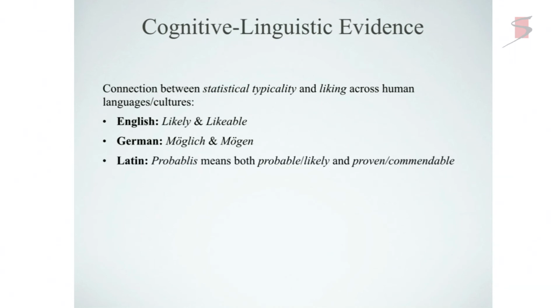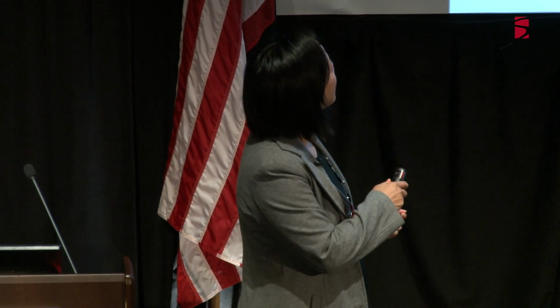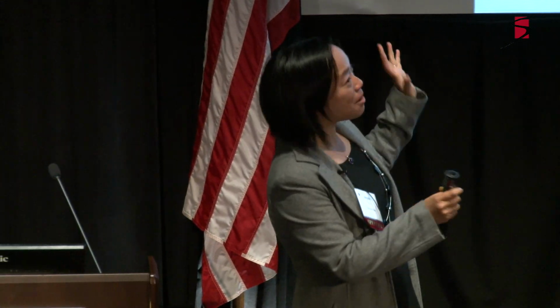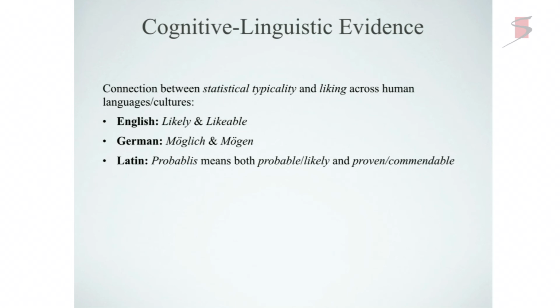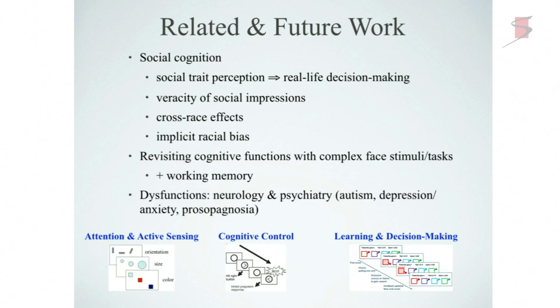But then there's also Latin. I don't really know Latin, so if Google Translate is to be trusted, that's the source. That's the encyclopedia these days, right? This word probabilis, which I also don't know how to pronounce, means both probable and proven, and is a synonym to likely and commendable, right? So perhaps we like likely objects or stimuli more because they're familiar, they've been proven, and so they represent less risk. Okay, so I think I'm out of time, so I'll skip over this.